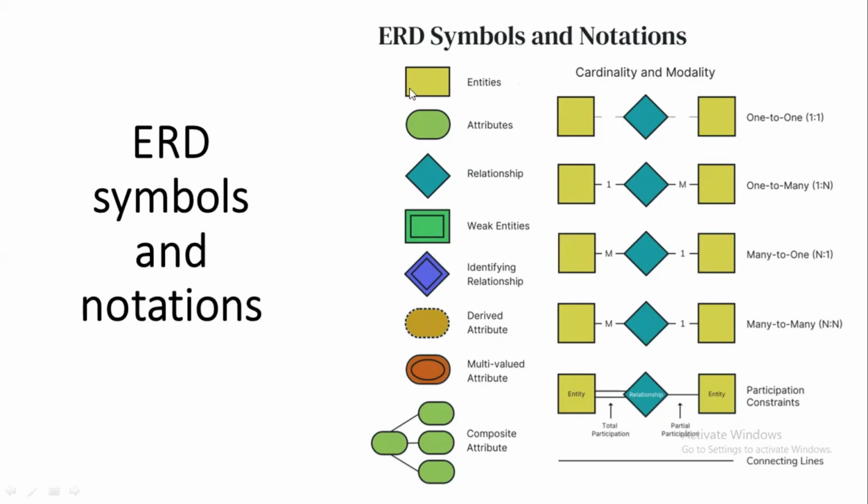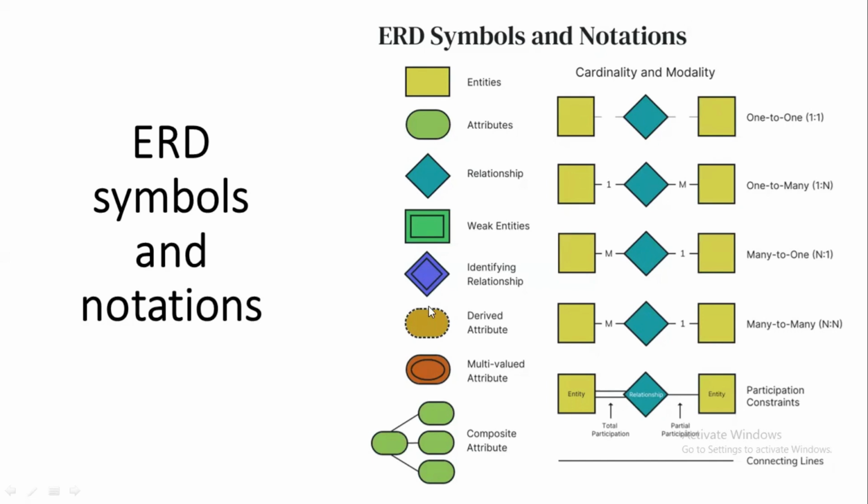This shape is a weak entity, represented by a double rectangle shape. A weak entity is an entity that cannot exist in the database without the existence of another entity. It is based on another entity. Another thing is the identifying relationship. It is represented by the double diamond shape, which represents the connection between the weak entity and its owner entity.